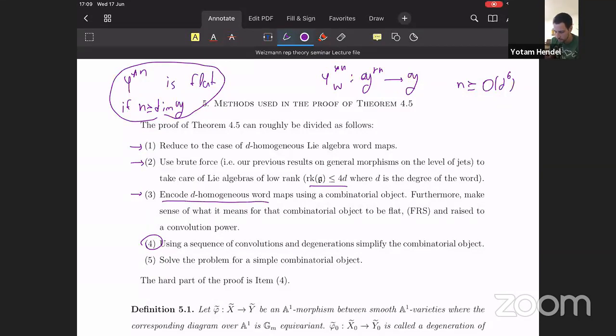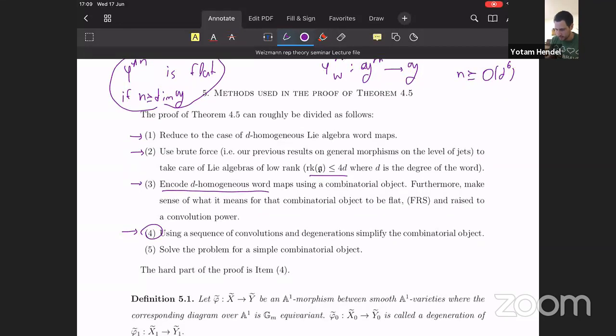Now, the hard part is to use some sequence of convolutions and degenerations to simplify this combinatorial object so that we get a simple combinatorial object, but for which we can still prove it is FRS. Once we get to some simple enough object, we can just deal with the problem. But I want to explain a bit about the fourth step.